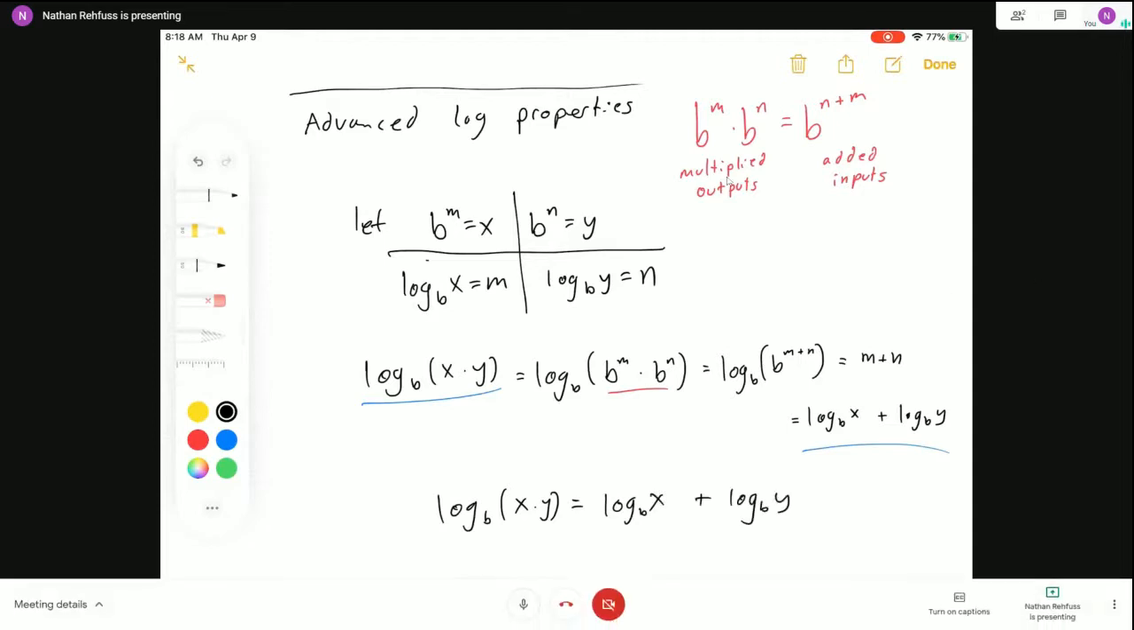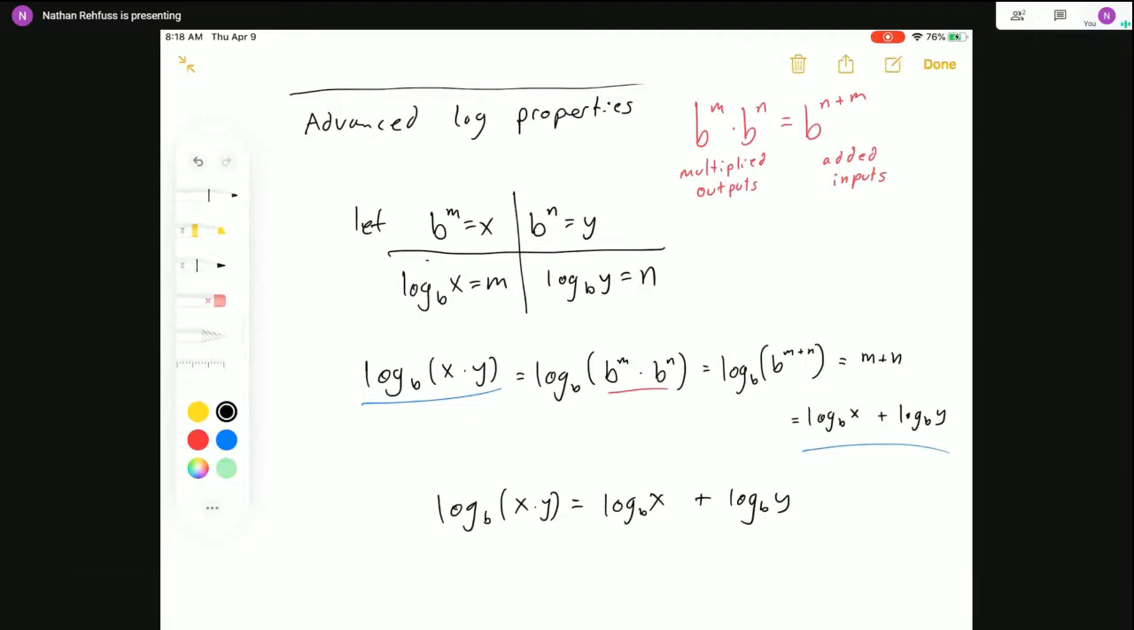Just as I predicted at the beginning, if I have added outputs, I get multiplied inputs, because logs are the inverse of exponential functions. So the log base b of x times y is equal to the log base b of x plus the log base b of y. And this is the first of our 4 advanced log properties. I'll refer to this one as the product property.